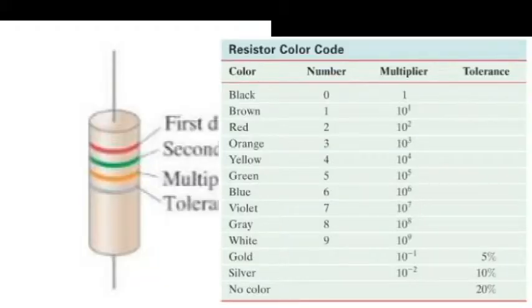So the first digit, or the first color, is red, which is the number 2. The second digit, which is the second color, green, is 5. And the multiplier, which is orange, here we can see in the table is 10 to the third, 10 to the fourth. And then when we add this together, we're going to get that the resistance of this resistor is 25 times 10 to the fourth ohms, plus or minus 10%, which is the tolerance represented by silver.